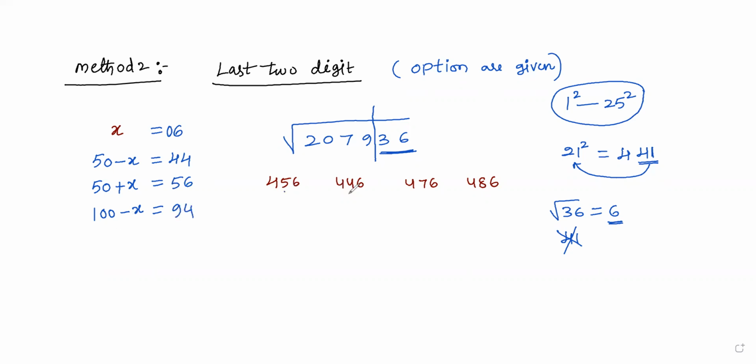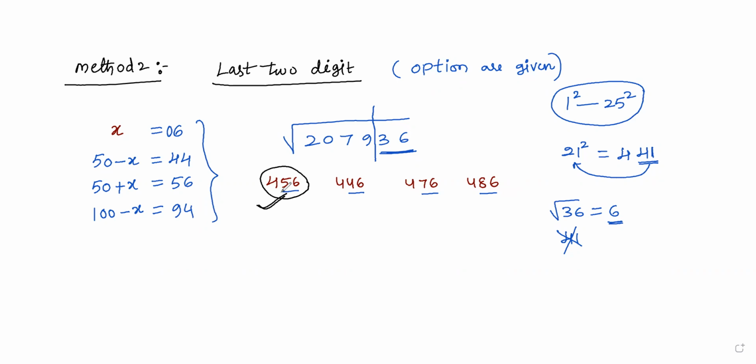Now tell me, we have to check whether the last two digits are among these options or not. 6 is not there. 44 is there? No. 56 is there among the last two digits of the given options? Yes, 56 is there. And 94 is there? No. So this is the only option we have. So that will be the correct answer when options are given.